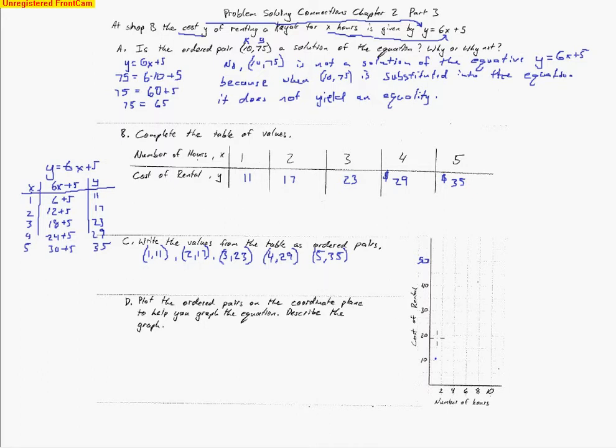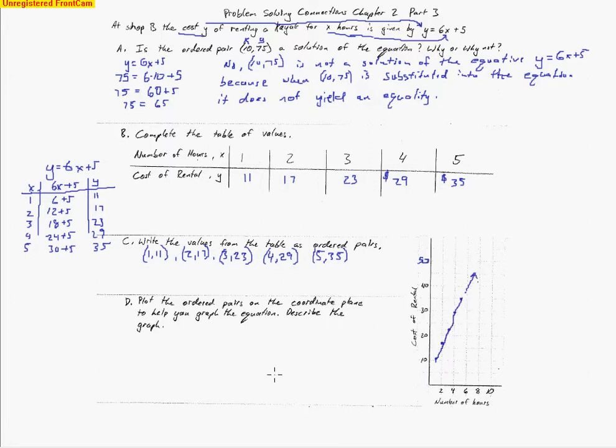So that one is 2, 17, so it's about right here. And then we had 3, 23, so it's about right there. And then over 4, and then up 29, so it's right below the 30 mark. And then 5, 35, so over 5 and up 35, it's going to be right there. And that's the points we have, so we'll go ahead and draw the line. And that's what we've got.